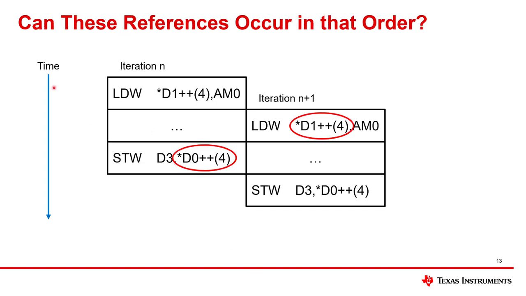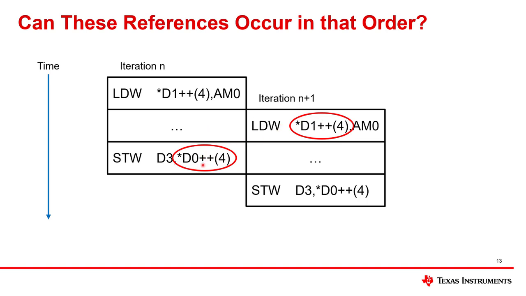And the question is, can these references occur in that order? The references I'm talking about are circled. Okay. This store to this memory location, this load from that memory location. In the original C source, the store from iteration n happens before the load from iteration n+1. But in this ideal software pipeline, they're occurring in a different order.